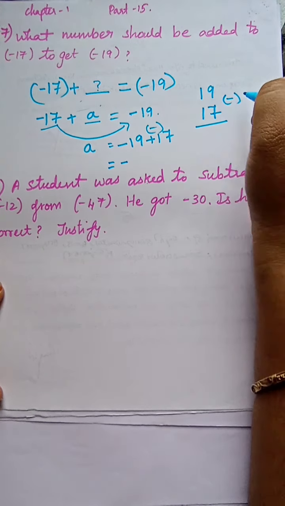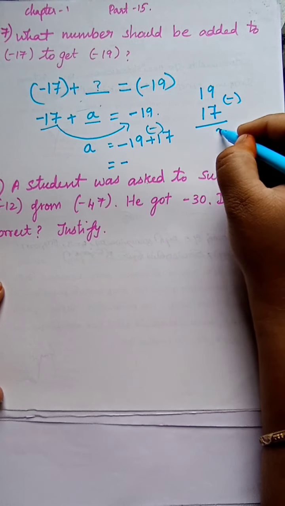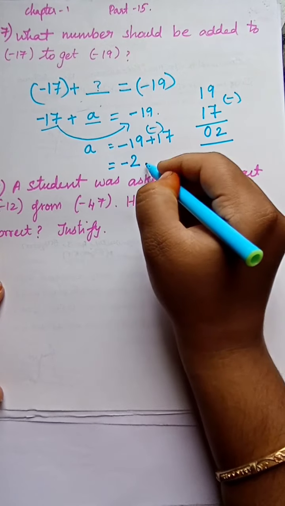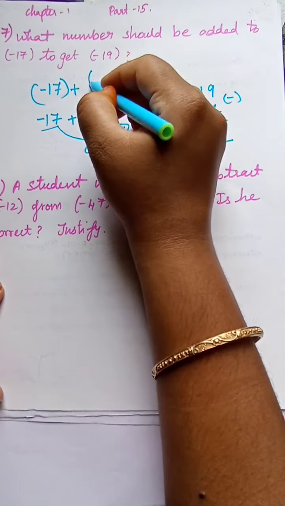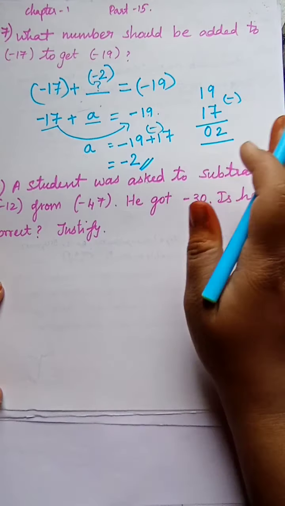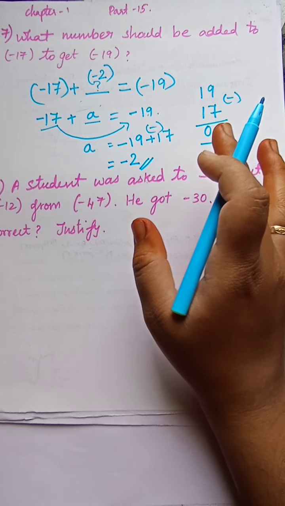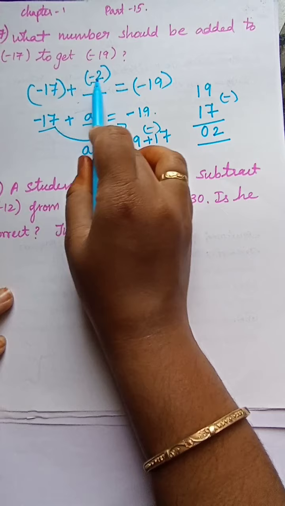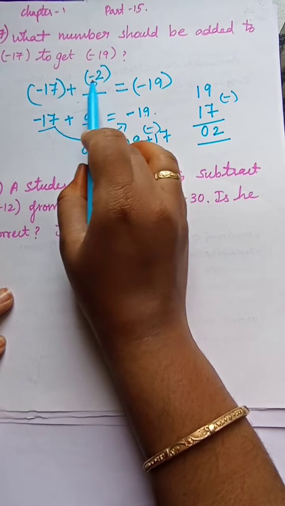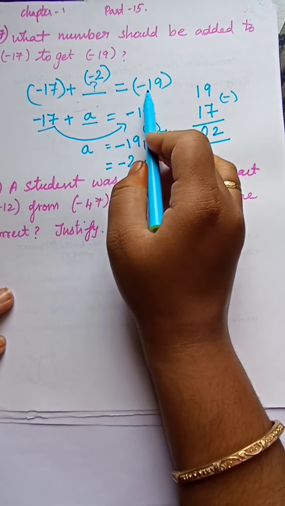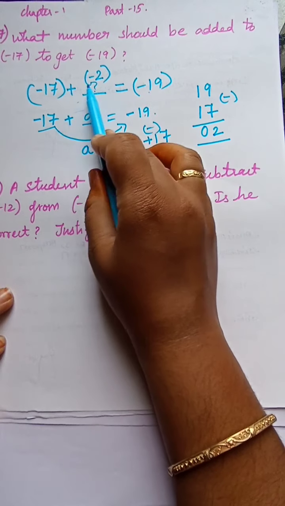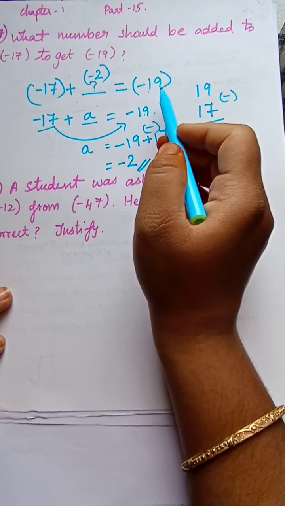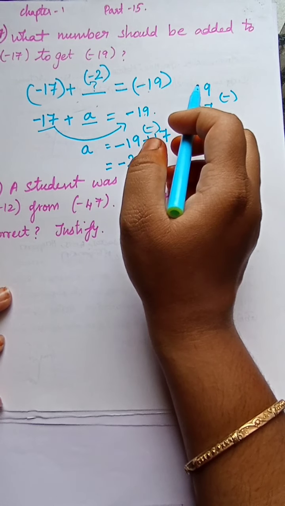So 9 minus 7 is 2 here. 1 minus 1, 0. So your answer will be minus 2. So here comes minus 2. Clear? If you have any doubt in your answer, you can easily check it by using this method. If you add these two numbers, you have to get this number. Clear? Can you understand what I am telling?